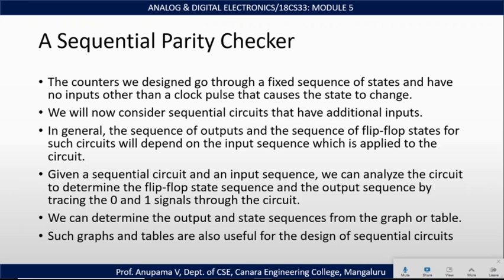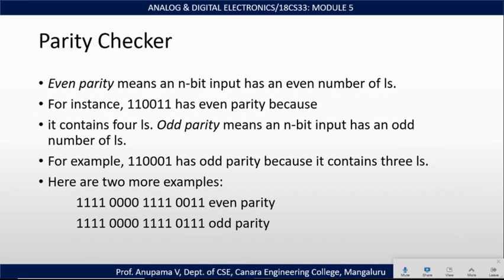So, first let us see what is parity checker. Parity checker is a circuit which is used to check the parity bit in the given sequence of zeros and ones. First let us say what is even parity. Even parity means n bit input has even number of ones. So, if you have n bit input number, and there are even number of ones in the given sequence, then it is even parity. If there are odd number of ones in the given sequence, then it is odd parity.